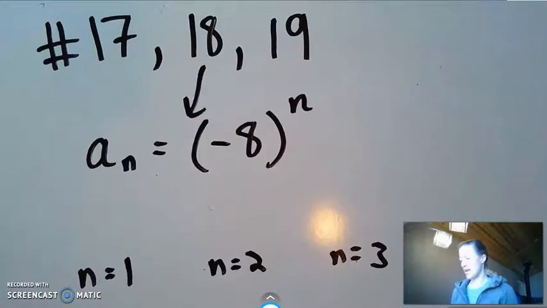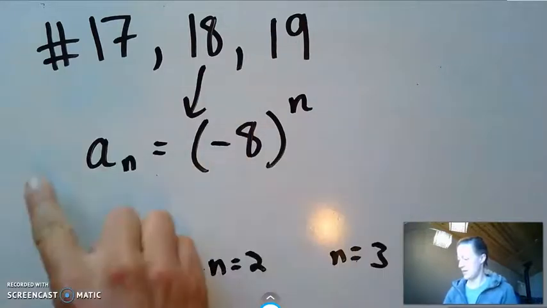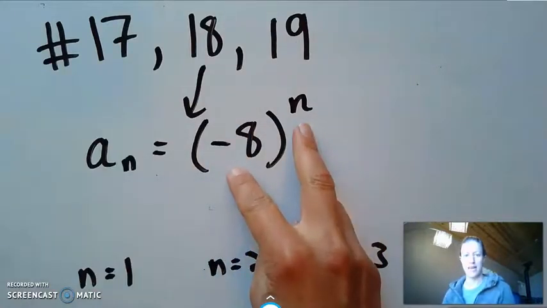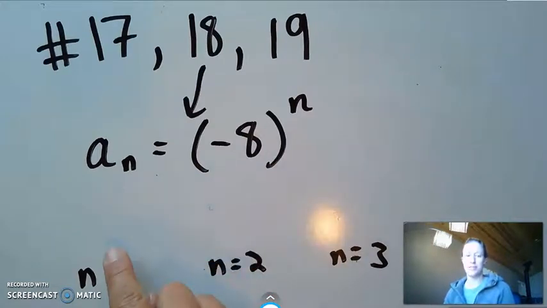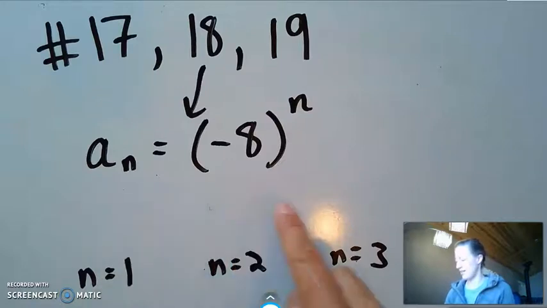Okay, so here's number 18. It's similar to number 17. It gives a thing, and you're like, oh, okay, there's an exponent. That's kind of weird because it's not adding or subtracting or multiplying or dividing. But let's plug in and actually find the first couple numbers of the sequence.